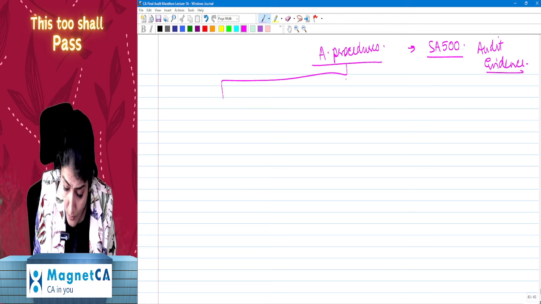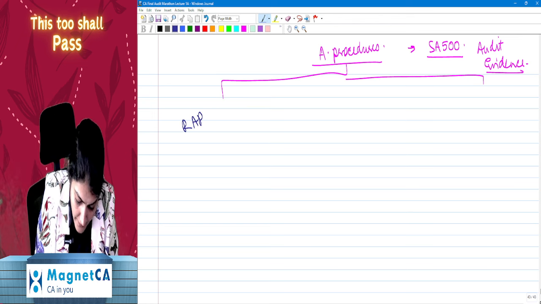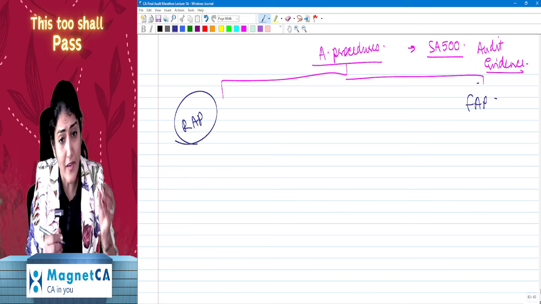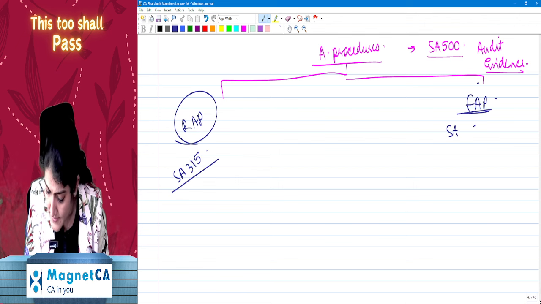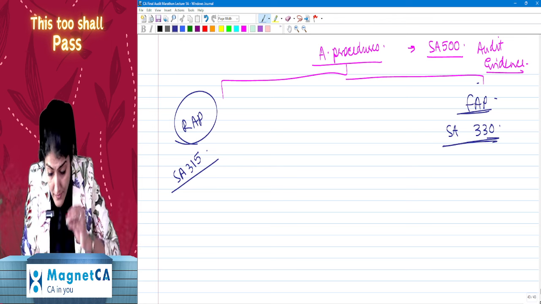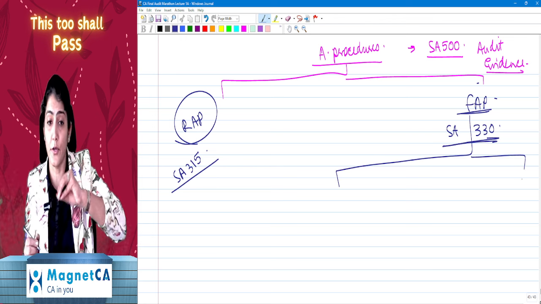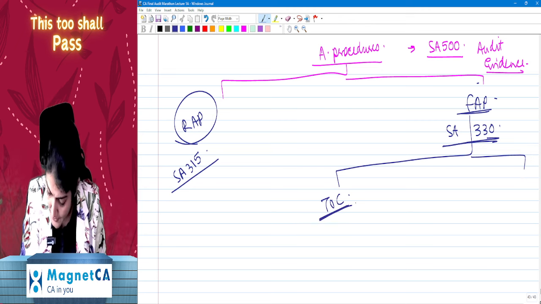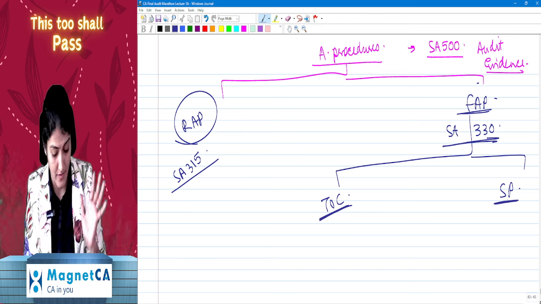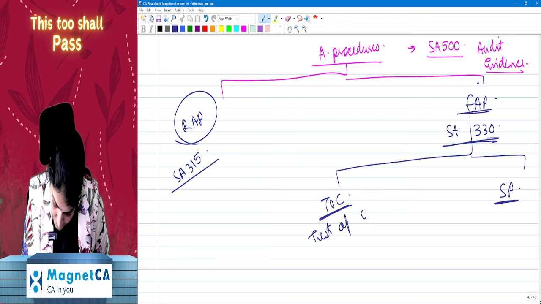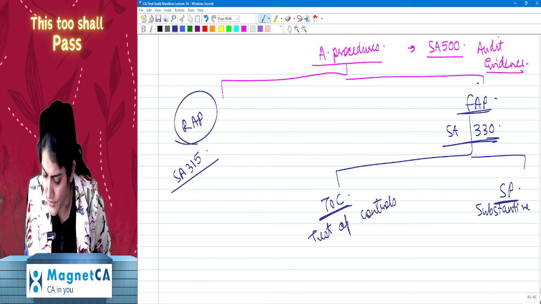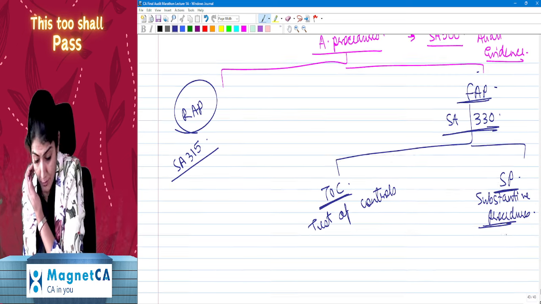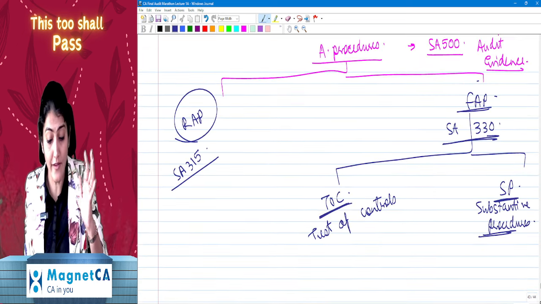Right. So what are the audit procedures? You have the RAP and the FAP. What is RAP? Risk assessment procedures discussed in SA 315, and further audit procedures discussed in SA 330. What is further audit procedure? Further divided under two. What are the two? Test of controls, TOC, and substantive procedures. In a test of controls, you test the controls in the organization, and then substantive procedures: to substantiate, to check the supportings and to get the supportings. Right? So that's the substantive procedures.